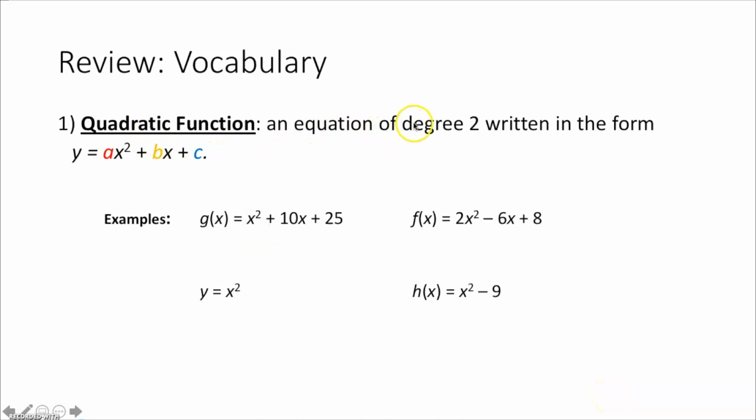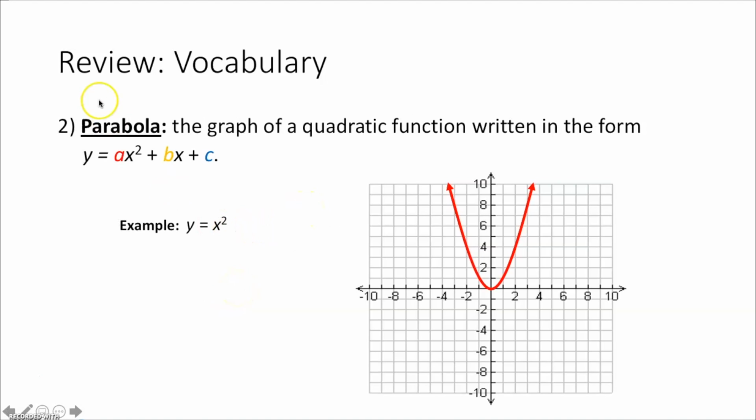Okay, first thing we're going to do is review a quadratic function. That's an equation of degree 2 written in the form y equals ax squared plus bx plus c. And you can see some examples of quadratic functions down here. They don't have to have a b and a c value. Like here, our b value is 0. Here, our c value is also 0. In this case, our b value is again 0, but our c value is -9. But each of these needs to have an a value that's not equal to 0 because you need to have that x squared term.